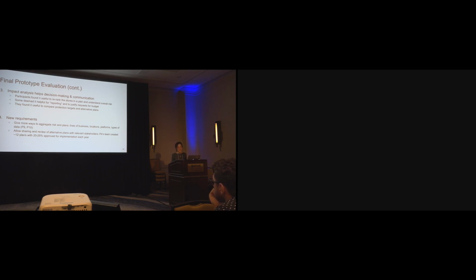What is also interesting is our interface triggered more requirements to support their other analysis tasks. Participants 9 and 10 suggested there are other ways: in addition to the data security policies, we can also introduce lines of business and locations to aggregate the risk information. And the plan comparison and reviewing interface is very useful, as participant 4 mentioned. His team created about 12 plans every year, and about 20 or 25% got approved for implementation.